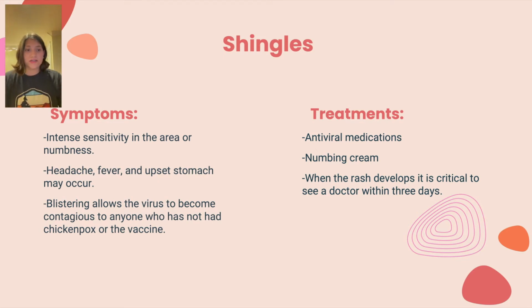Now for treatments. Shingles is usually treated with an antiviral medication to stop the spread. Numbing cream can also be found to be resourceful because of the severe pain. Once the rash begins to develop, it is critical to see a doctor within 3 days. Without proper medical attention, there can be long-term side effects such as pain or itching.